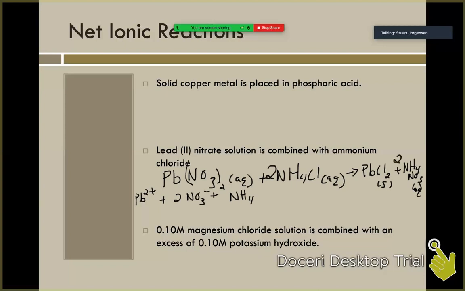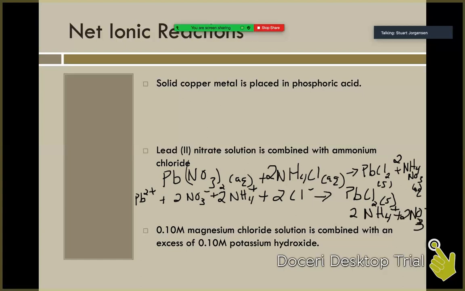I'm going to do better about my spacing. Cool, so now we've got 2 of these NH4 plus and 2 Cl minuses in solution. As a solid, our PbCl2 stays stuck together, and then we would have split apart our 2 NH4 pluses and our 2 NO3 minus. We're going to clean this up in just a second.